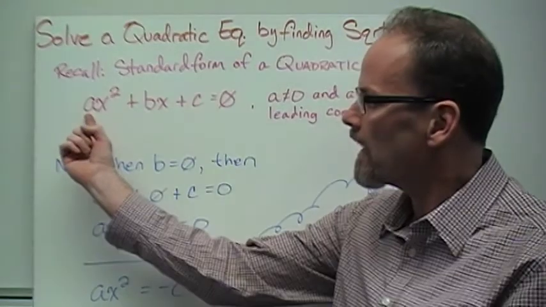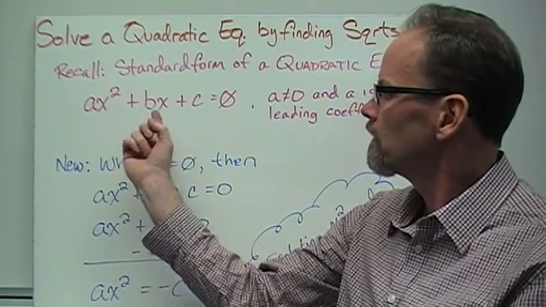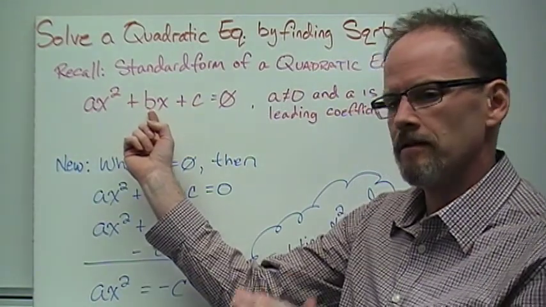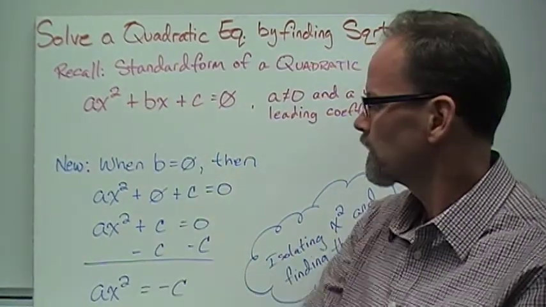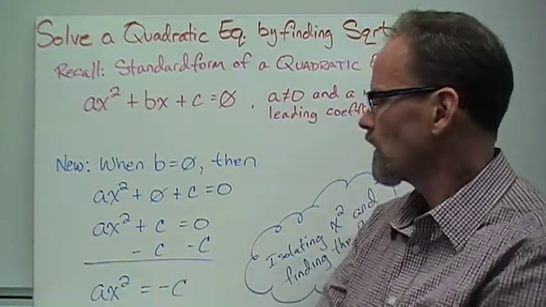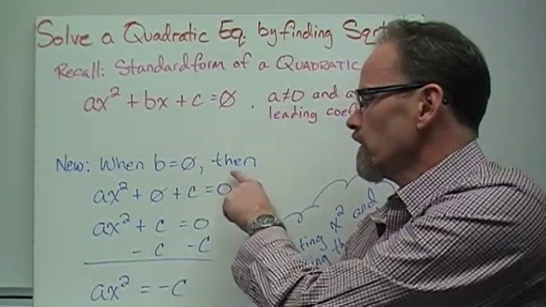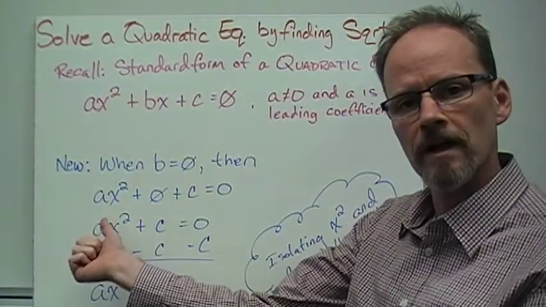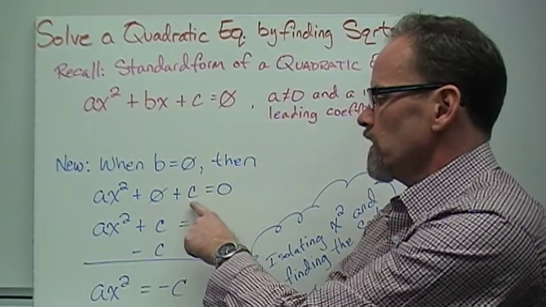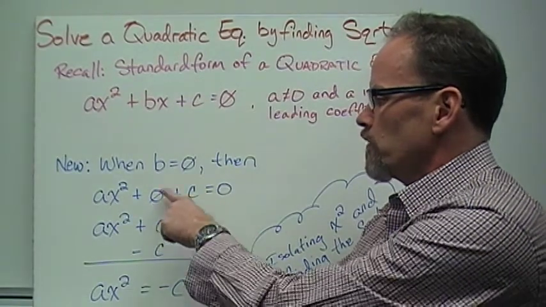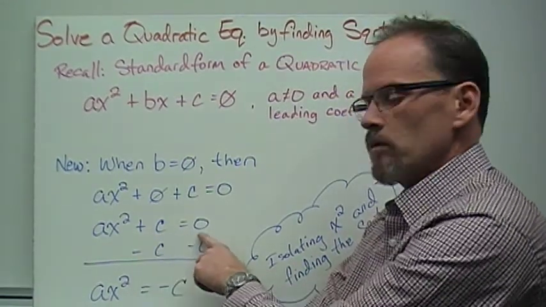If you look here, a is the coefficient that is first as you read it. That's the second coefficient, and that would be the third coefficient. Something that's a little new. Let's suppose that b is 0. When b is 0, then I can actually work out my standard form. Ax squared plus 0 plus c equals 0. Remember, b is 0. I plugged it in. And now I have ax squared plus c equals 0.